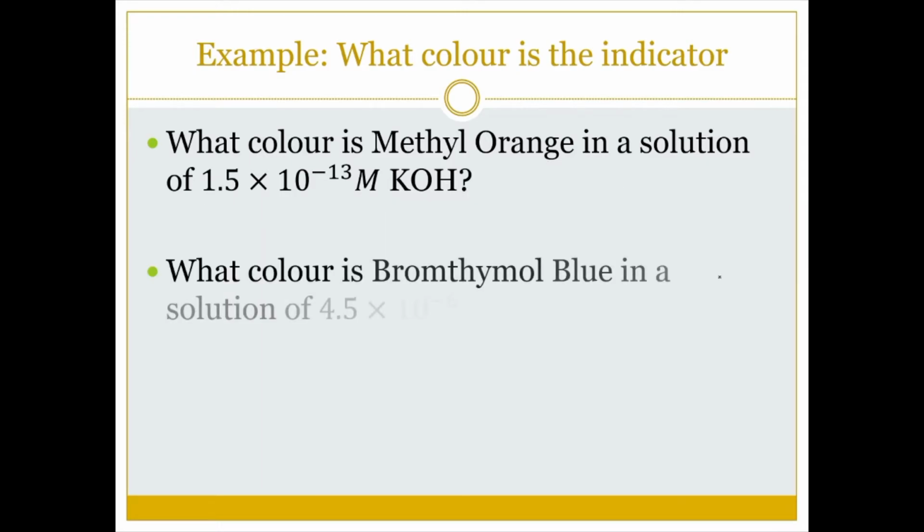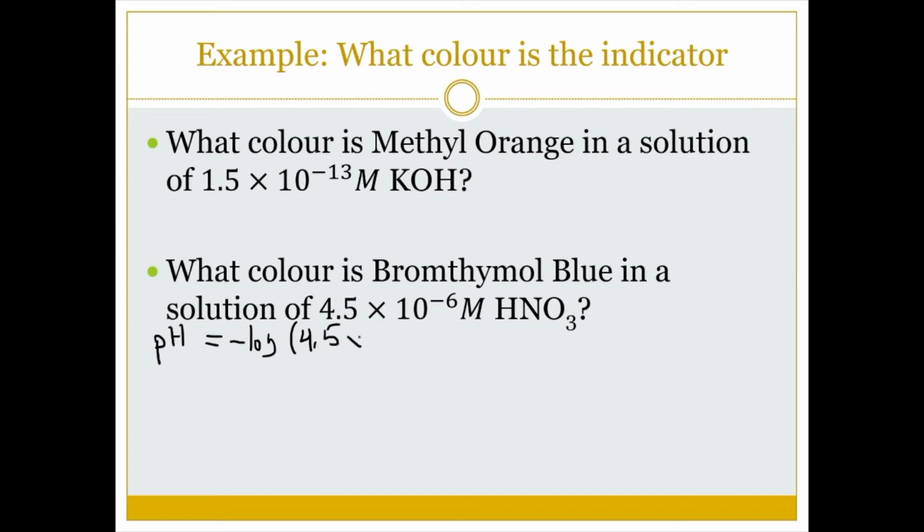Alright, this example is similar. Here we'll have bromthymol blue in a solution of 4.5 times 10 to the negative 6 molar HNO3. What color will this be? Again, we'll need to know the pH. Here we have a strong acid, so we can just use the leveling effect. A strong acid will create this much hydronium, and we carry out that calculation again. This gives us a pH of 5.3.